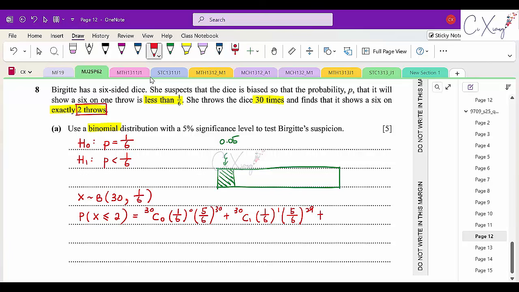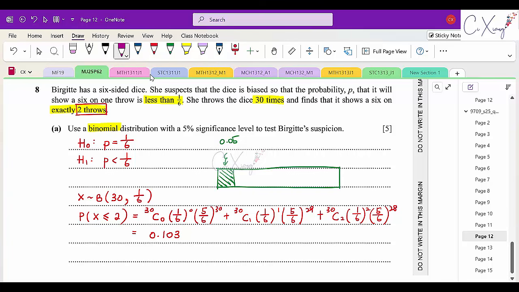Then the next one will be x equals to 2, 1/6 power 2, then 5/6 power 28. Alright, then we try to use calculator to help us a little bit for this question. By right, the value that you get should be 0.103. And this is basically your p-value.